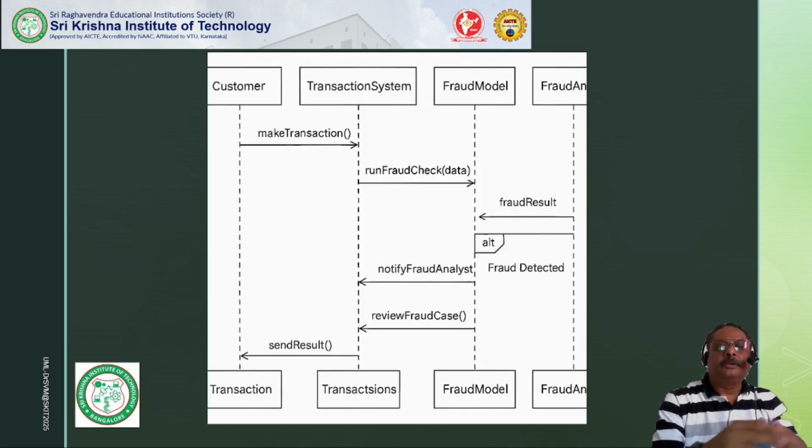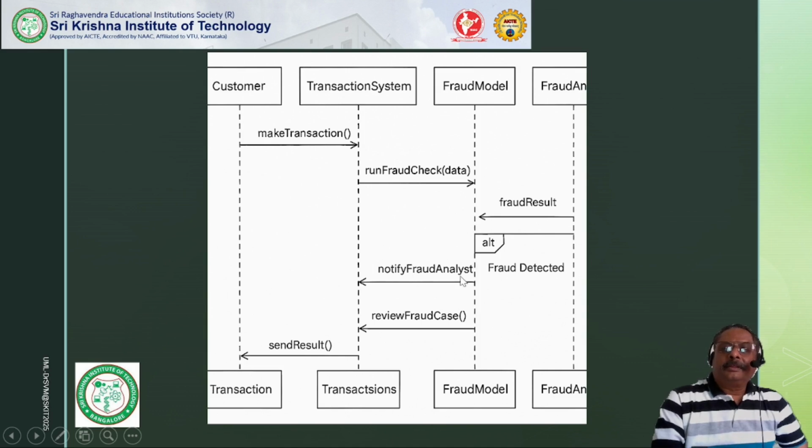So this is how it looks. The customer initiates a transaction, so the make transaction message goes to the transaction system. It asks the fraud model to verify whether this is a fraudulent transaction or not, and then it will notify back what happened. So if there is any fraud, then it will be forwarded to the fraud analyst. If there is no fraud, then it will just send back the report.